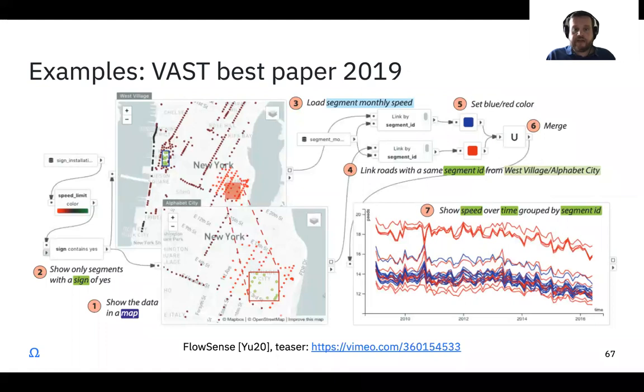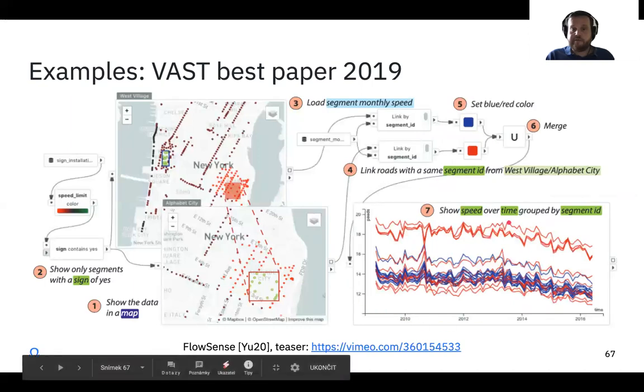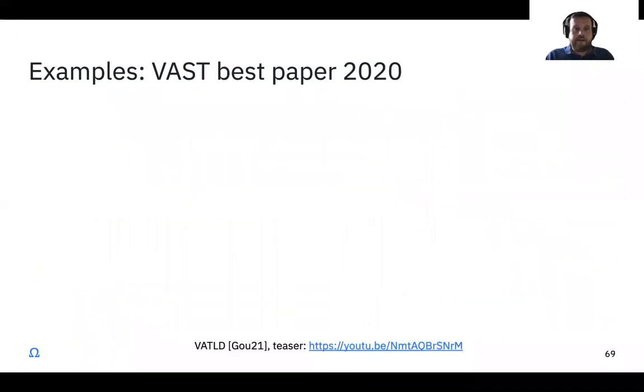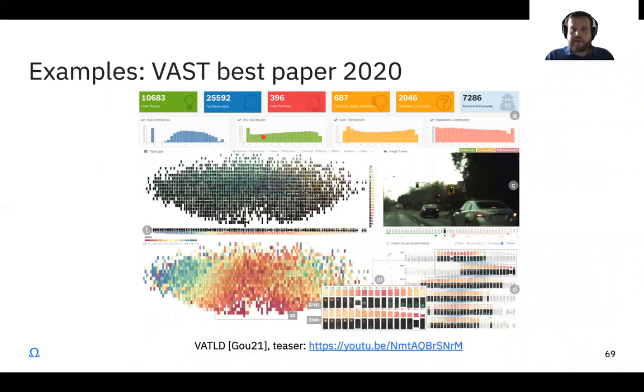2019 was adding natural language queries. If you say show speed over time grouped by segment ID, it will create a nice graph for you interactively, which is amazing, I believe. So adding natural language to the interactions. It's like an elaborate kind of filter plus encode interaction. Then we have the 2020 paper, which is about autonomous driving, traffic light detection, and diagnosing why self-driving cars fail in some cases to detect lights properly.